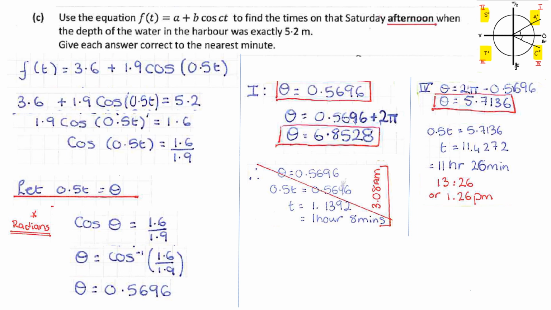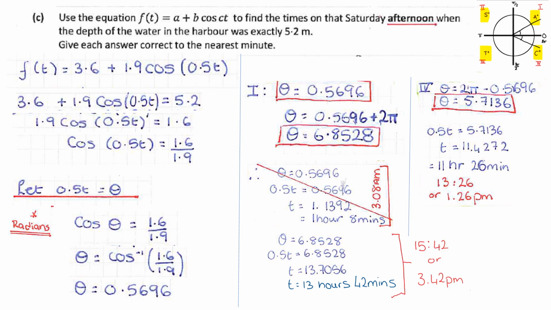And the last angle that we're going to take and work out the time is theta is equal to 6.8528. So 0.5t is equal to 6.8528. So time is equal to 13.7056, which is 13 hours 42 minutes after 2 a.m., which works out about 15:42 or 3:42 p.m. correct to the nearest minute.